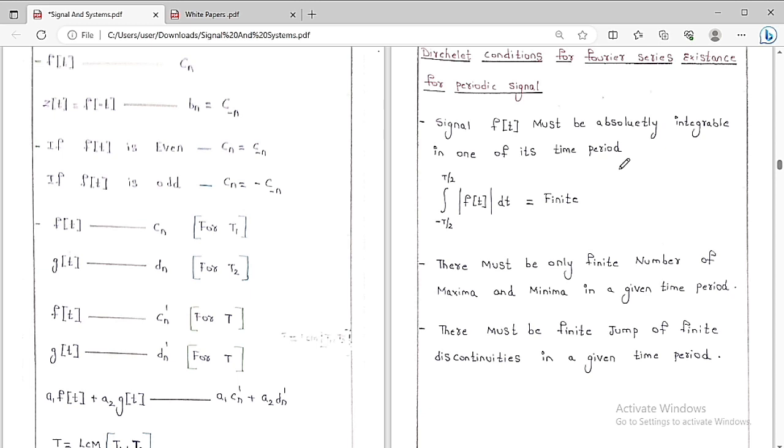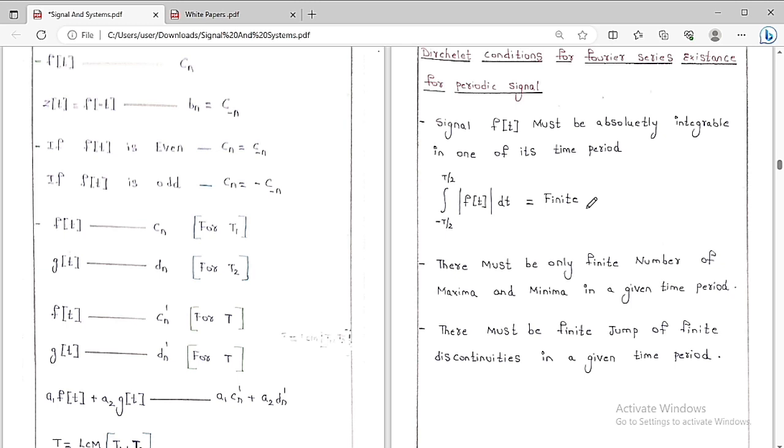The magnitude value, we can say like this. So listen carefully. The magnitude value of f of t dt in just only one time period, you are going to get a finite value. So therefore, the signal f of t must be absolutely integrable in one of its time period. So in just only one time period, mod of f of t dt, if you do this one, then you should get a finite value. So this is one of the conditions of the Dirichlet conditions for the Fourier series existence.